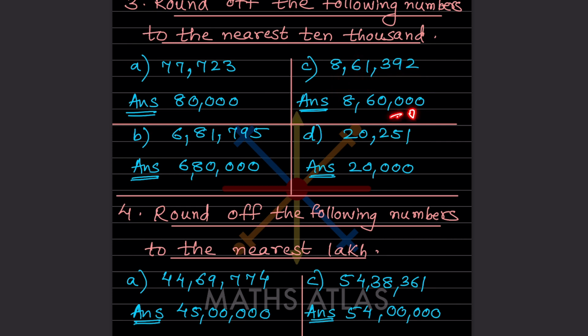Now ones, tens, hundred, thousands, and 10,000. So what happened here? 0. 0 means less than 5. So both remain the same, and this 2 remains the same, and these 4 zeros.